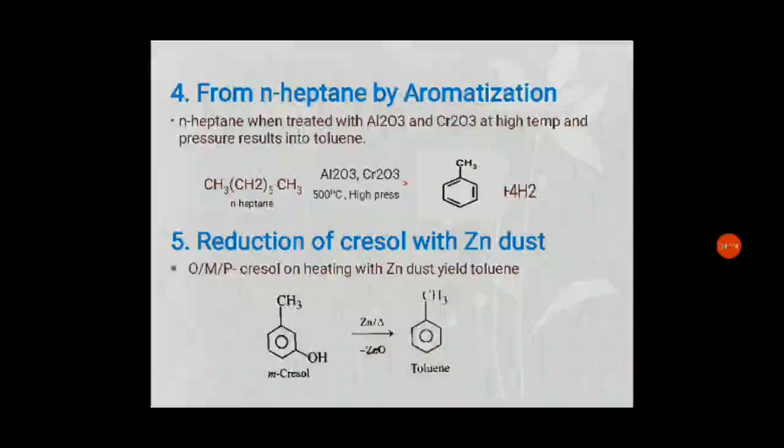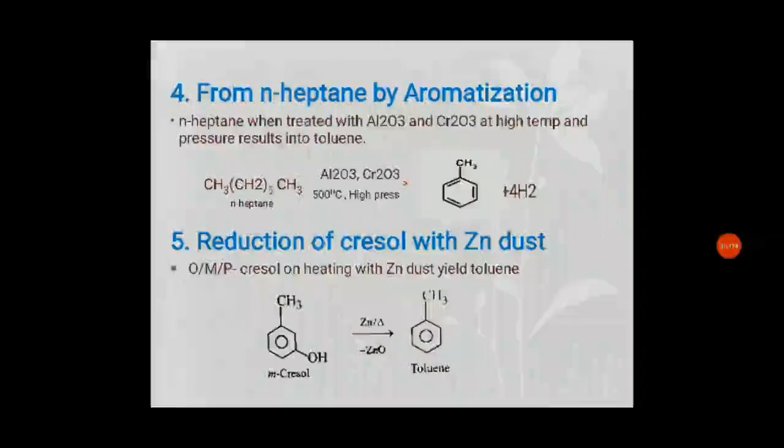Then the next method is from heptane by aromatization. Now here we take heptane, the alkane with 7 carbon atoms. When this is treated with aluminum oxide and chromium oxide at high temperature and high pressure, it undergoes aromatization. Aromatization means cyclization with dehydrogenation. In this there will be cyclization, and at the same time dehydrogenation. That means hydrogen atoms will be released, and it forms toluene.